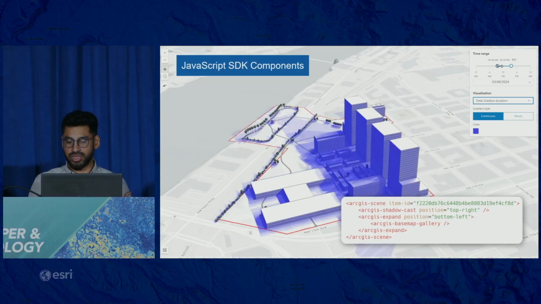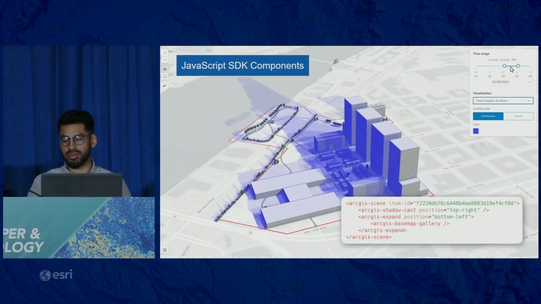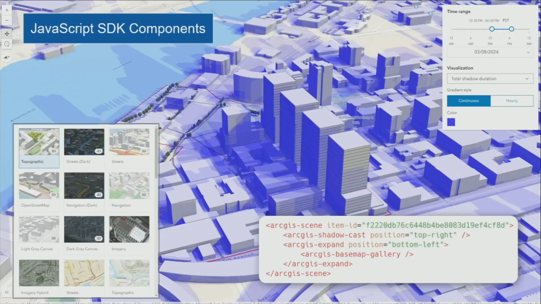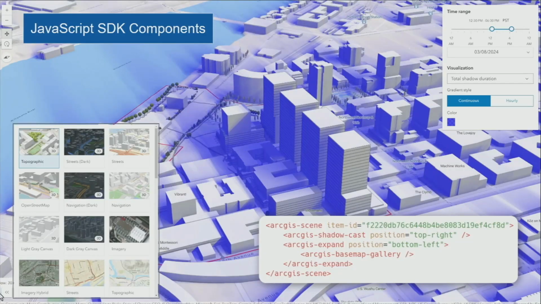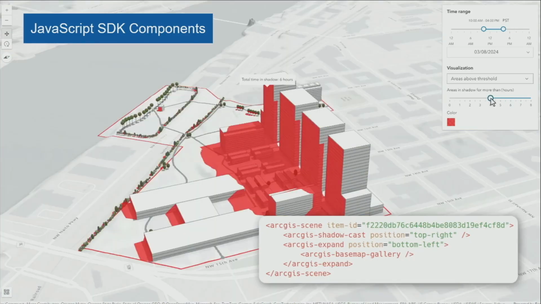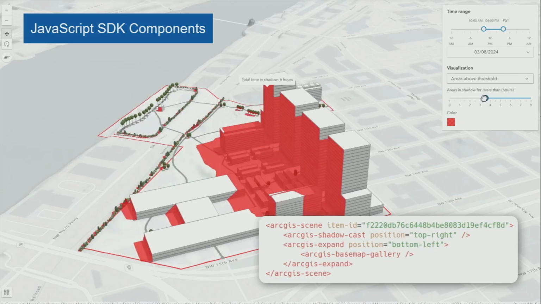As we showed earlier, we can specify the item ID of the web scene, and then the purpose of the shadow cast is to provide an analysis over these buildings of the shadow at different times of the day, in combination with the base map gallery to switch the base maps underneath.